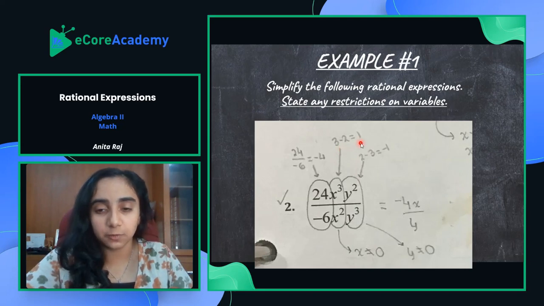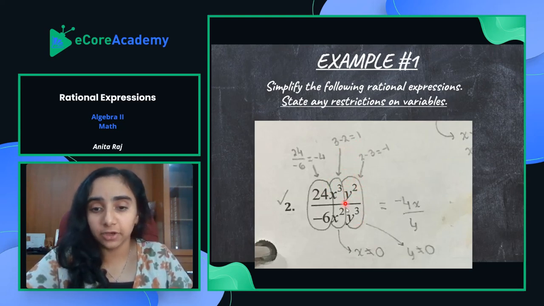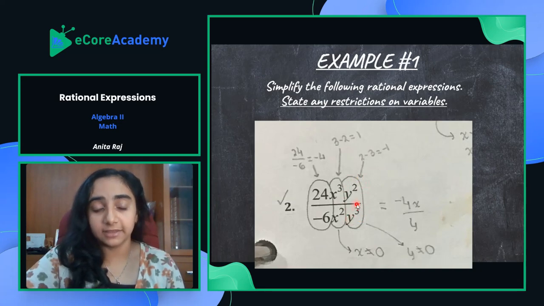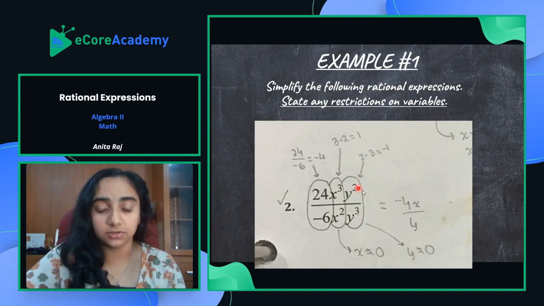3 minus 2 is 1, so we're going to get x to the power of 1 in the numerator. Now we have y squared divided by y cubed. Be careful here because the larger power of y is in the denominator. So if we do the math here, we get 2 minus 3 because we're dividing. So subtraction of exponents, 2 minus 3, we get -1.